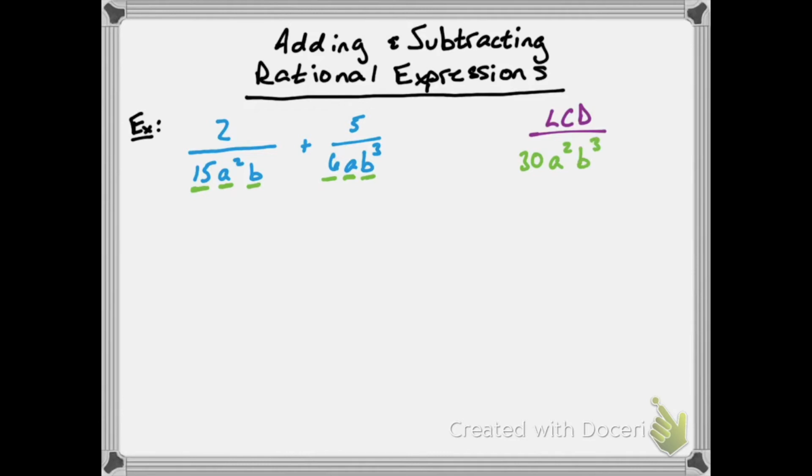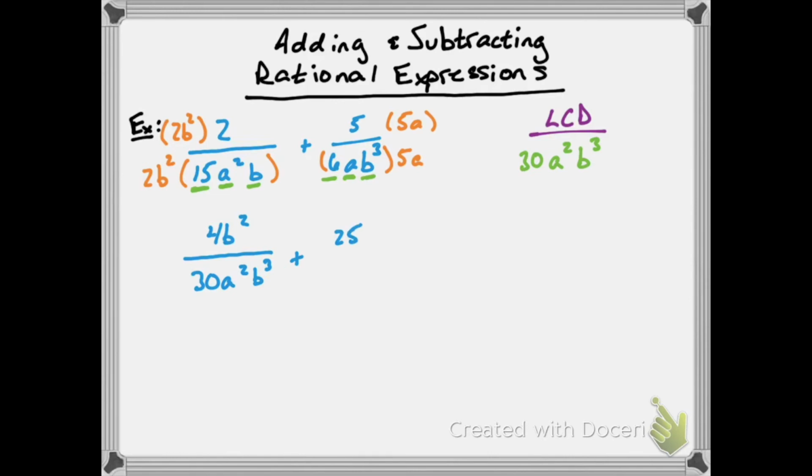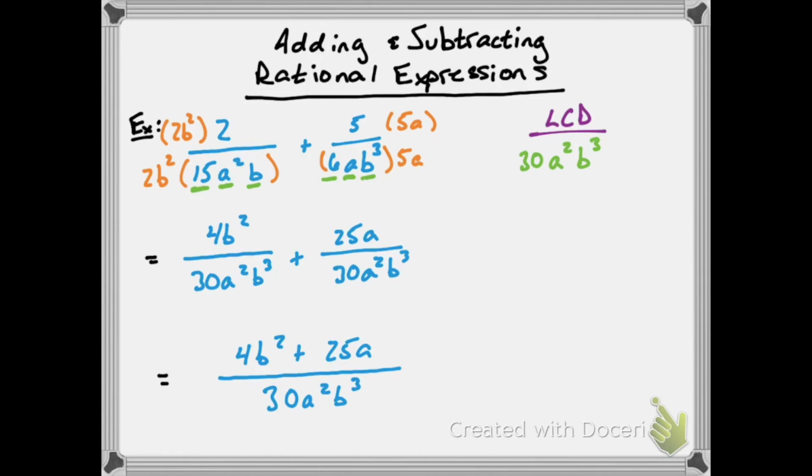Now, we need to multiply the right fraction by 5a, and that'll make the denominator 30a squared b to the third. And we need to multiply the left fraction by 2b squared. This will make the left fraction get the correct denominator. We'll complete the multiplication and see we have 4b squared plus 25a, all with the common denominator of 30a squared b to the third. We can write it as a single fraction, and now you would typically look for any factoring or simplifying you can do, but in this case, I think this is all we have.